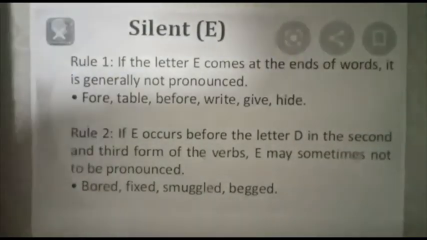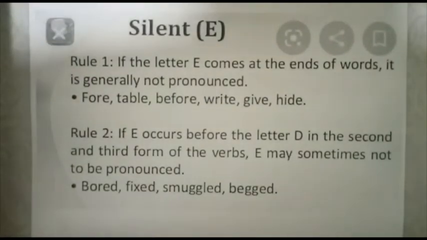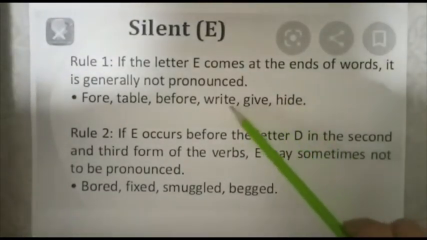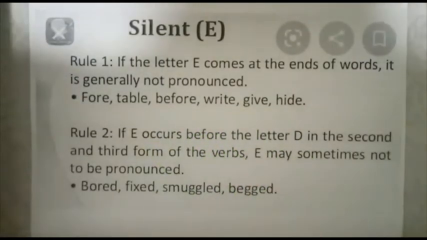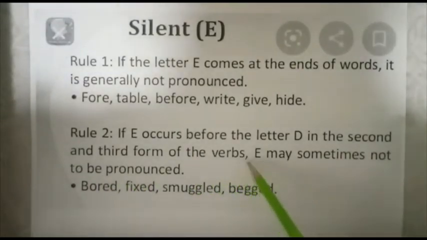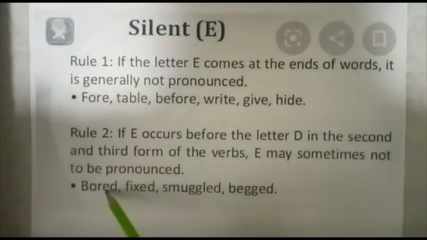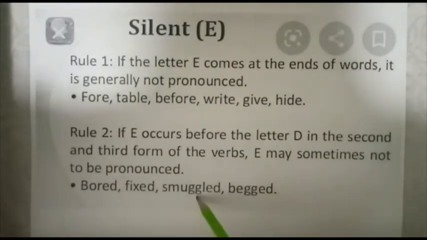How is the E silent? If the letter E comes at the end of a word, it is generally not pronounced. For, table, before, write, give, hide. Here E is right at the end of the word. Rule number 2: if E occurs before the letter D, in the second and third form of the verbs, E may sometimes not be pronounced. Like here, E comes before the D. Bored, fixed, smuggled, bagged.